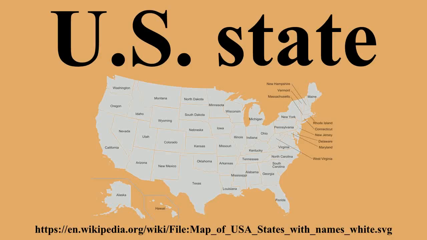A U.S. state is a constituent political entity of the United States. There are 50 states, which are bound together in a union with each other. Each state holds administrative jurisdiction over a defined geographic territory, and shares its sovereignty with the United States federal government.